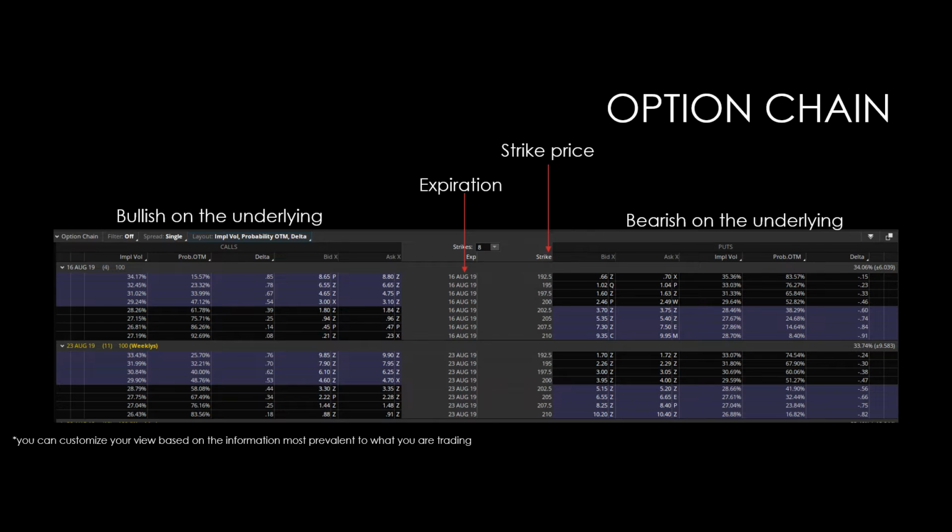This is the options chain. On the left-hand side, you have your call side. This means you're bullish on the underlying. Moving to the right, you have your expiration. Next would be your strike price. And then on the far right side, you have your put side, which means you're bearish on the underlying. You can customize your view based on the information most prevalent to what you're trading.